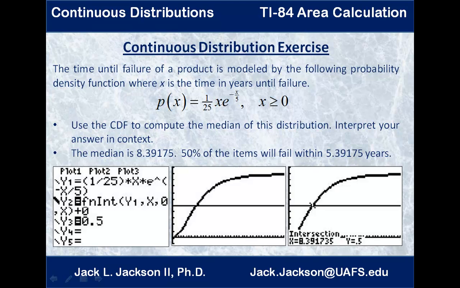That's a typo. That should say 8, not 5.39, but 8.39. So I've got it right over here. So that median is about 8.4 years. So 50% of the items will fail within about 8.4 years.